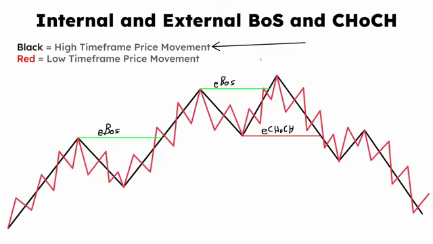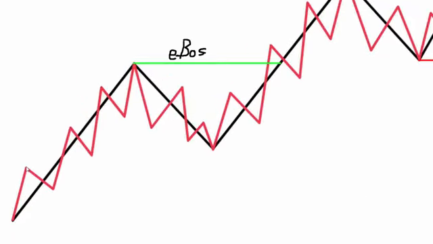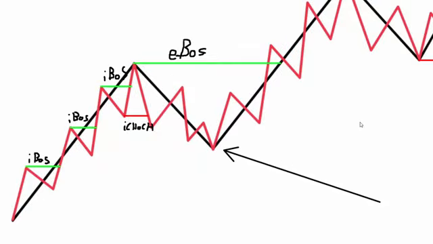But now, and this is very important, we also of course have break of structures and change of characters on the lower time frame as well. You can, for example, see that right here, the low time frame breaks to a new high. So this is an internal break of structure. Here we have another internal break of structure, and here we have another one. But what happens here? Well, at this point, we can see that the low time frame can no longer maintain the uptrend. So here we have an internal change of character. And this internal change of character is the beginning of a short downtrend on the lower time frame.